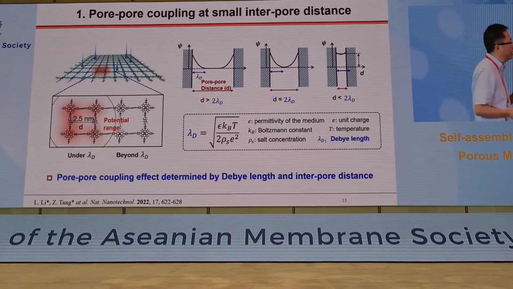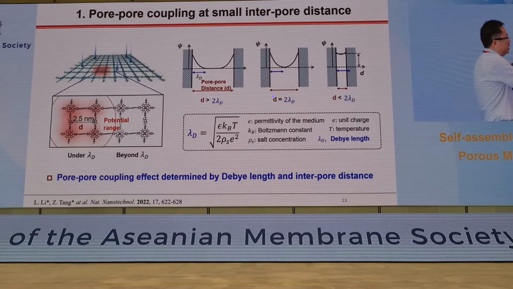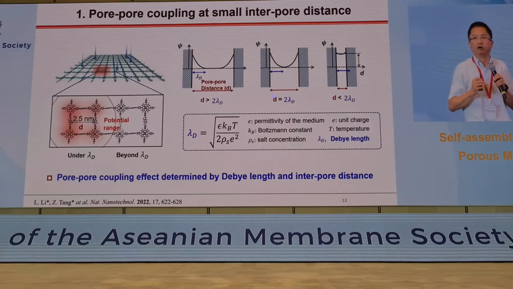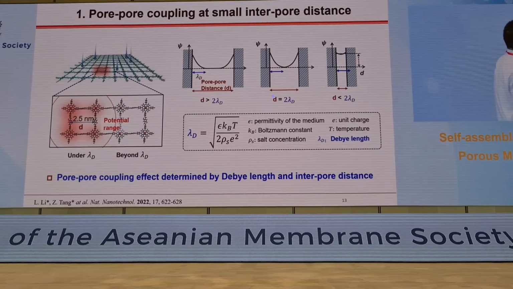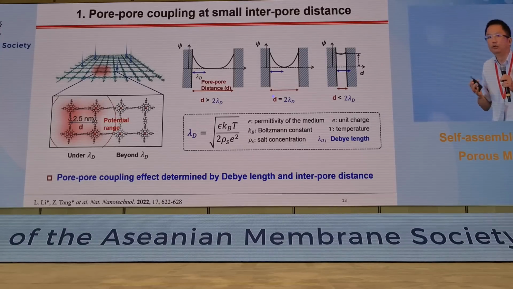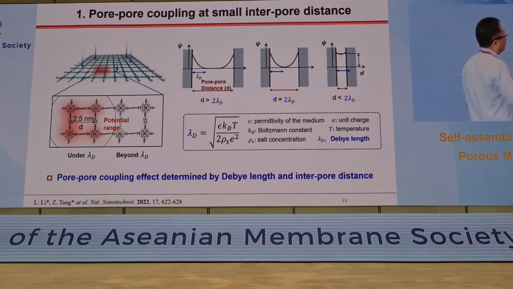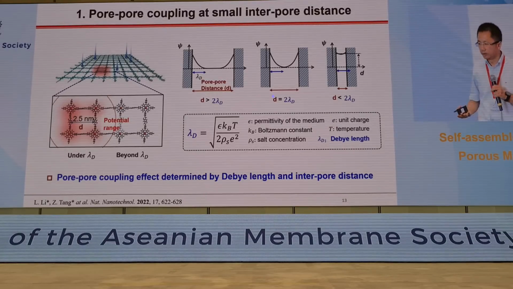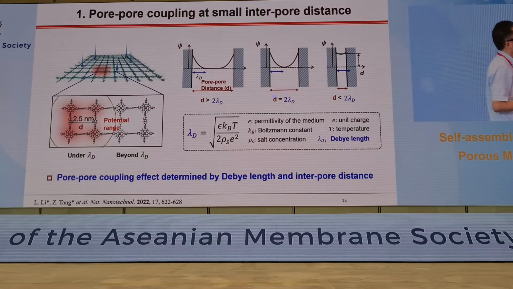So we further did some detailed theoretical calculations. We studied the relationship between the spacing of two charged surfaces and the distance of electrostatic interaction, which is the Debye length. We found that when the spacing of two charged surfaces is less than twice the Debye length, the surface potential will increase. That means we may suppress the strong concentration polarization effect.